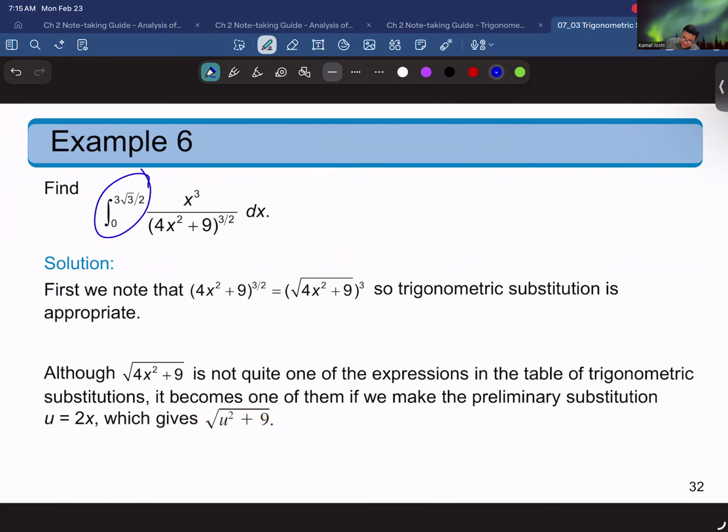Here you're doing this definite integral, and these are your functions. So the question is, what kind of substitution is going to help you, right?